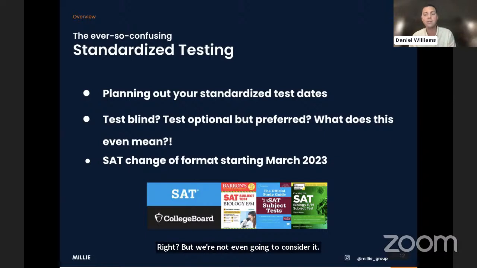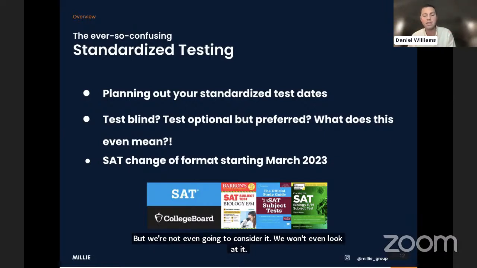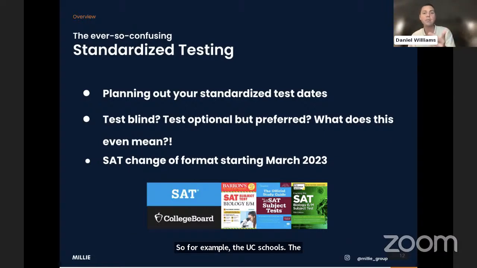So for example, the UC schools, the top public universities in the world, UCLA, UC Berkeley, right? There are many others, San Diego, Santa Barbara, Santa Cruz, etc. If you take the SAT, you cannot even put it on the application. They're test blind, meaning we won't even look at it. Test optional, however, means that you can choose to submit an SAT score, or you can choose not to submit an SAT score, right? Some will say that it's beneficial to submit one, right? It's always beneficial if you can get a good score.